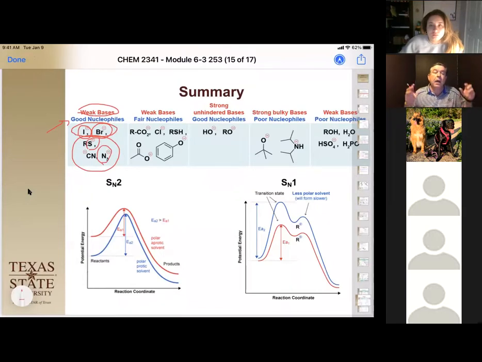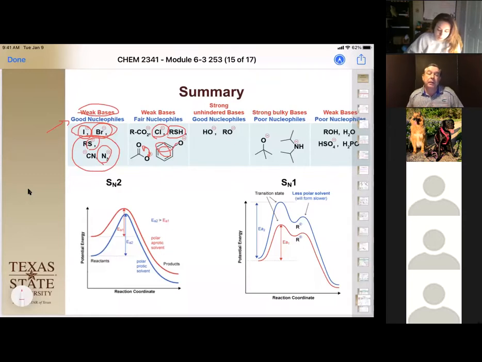Our weak bases, but fair nucleophiles, are those that have a shared charge. For example, this can be shared over two. This can be around the ring by resonance. This is a smaller ion. It's not as polarizable. That's why it's a fair nucleophile. And notice this one isn't charged at all, but it's got a big fluffy sulfur.